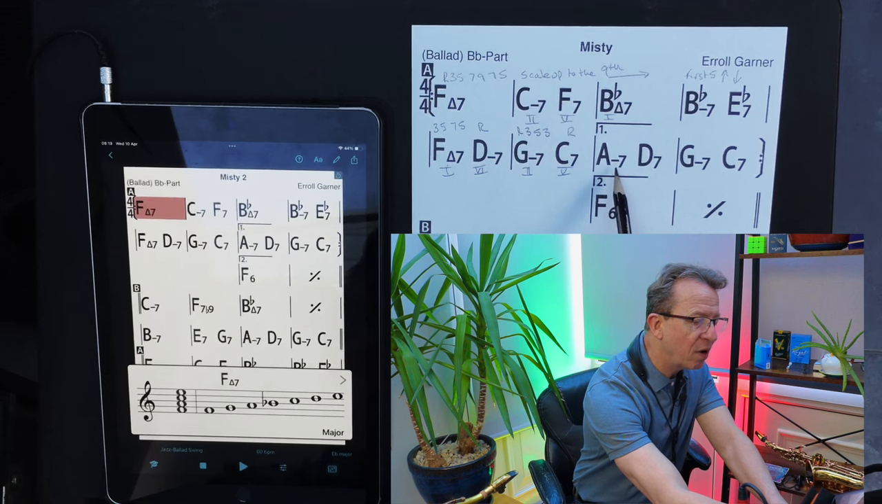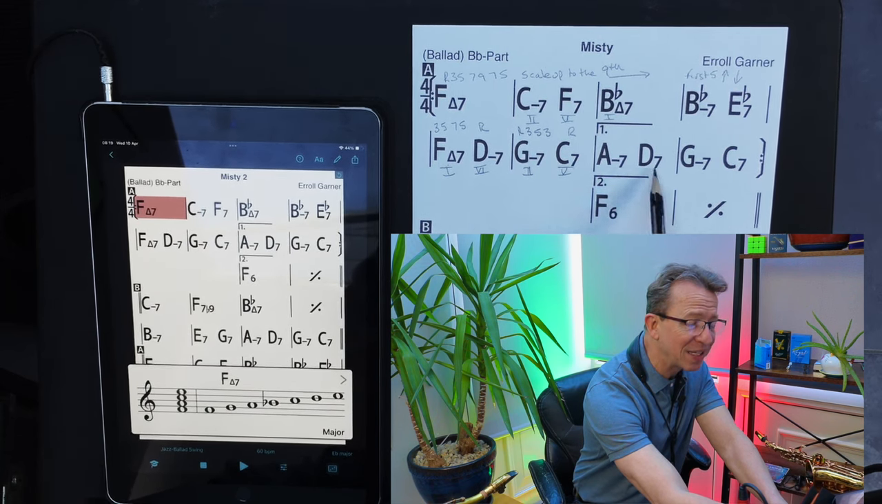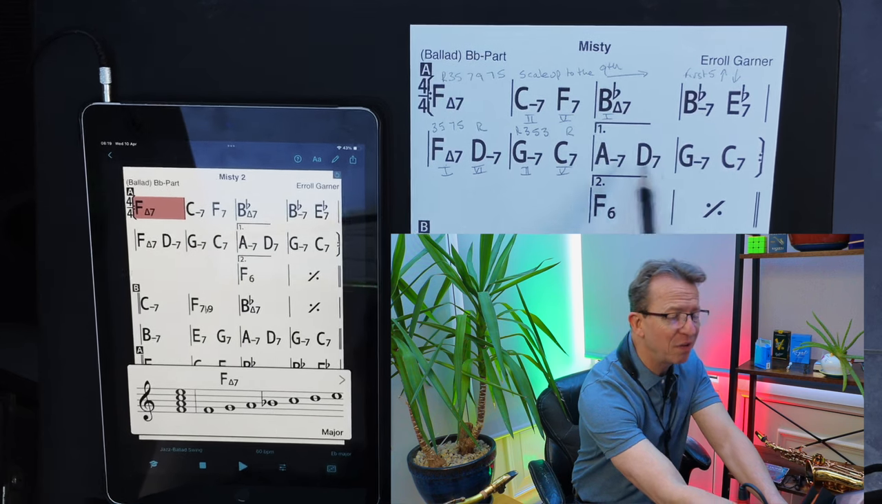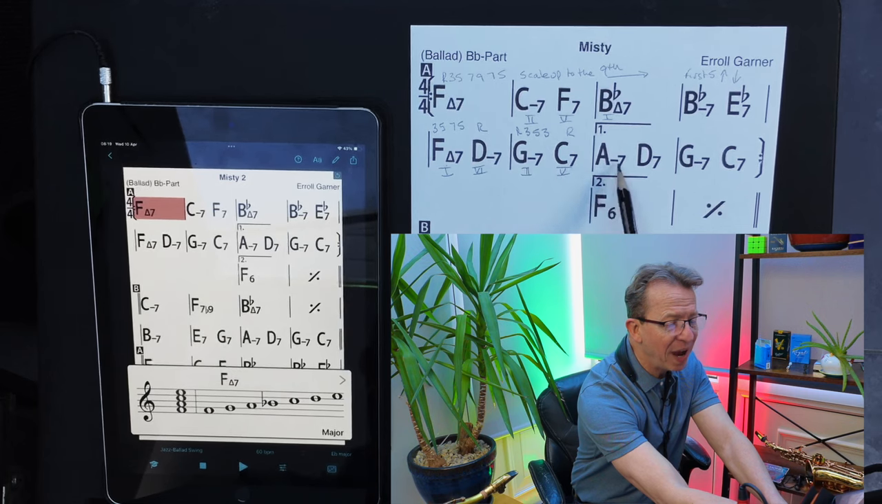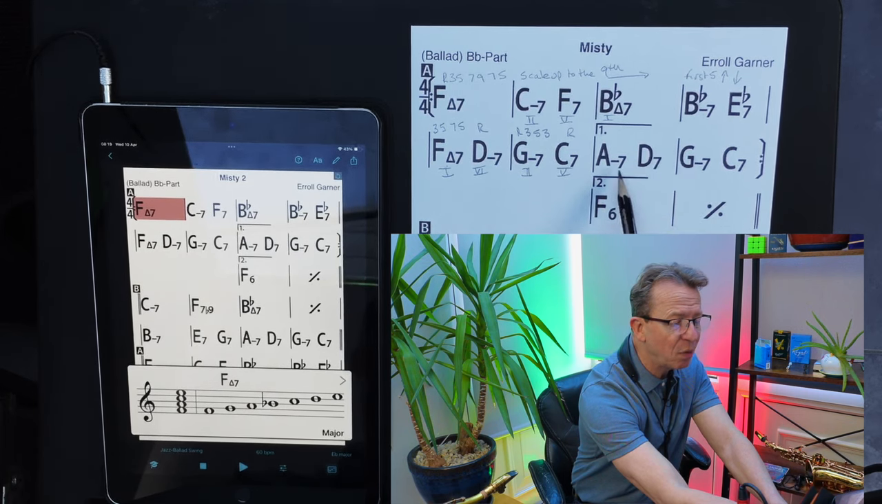And then what have I got here? I've got A minor 7 followed by D7. Well, that's another 2-5. Can you tell me what that is a 2-5 in? If I drop down a whole tone from A, that would be a 2-5 in the key of G. But look what they do.